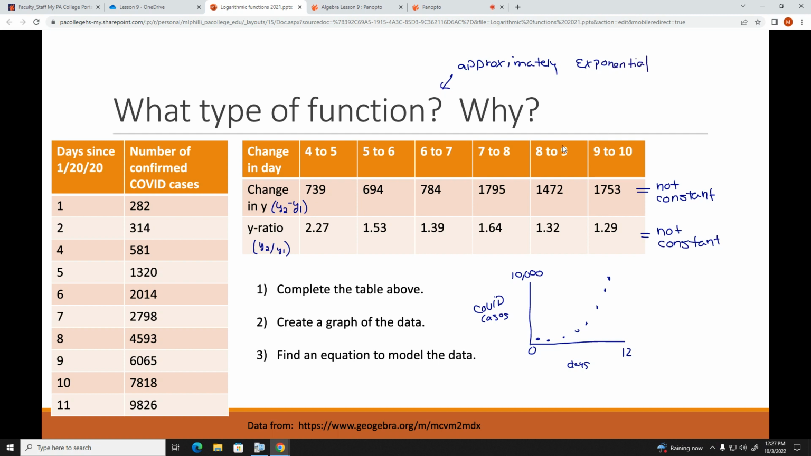And why should I use that? It's because of the concave up shape in the data.